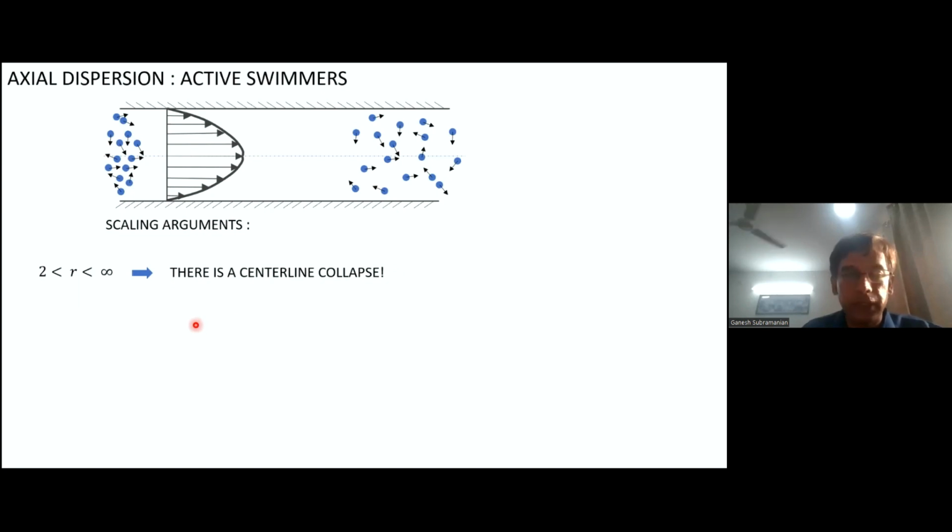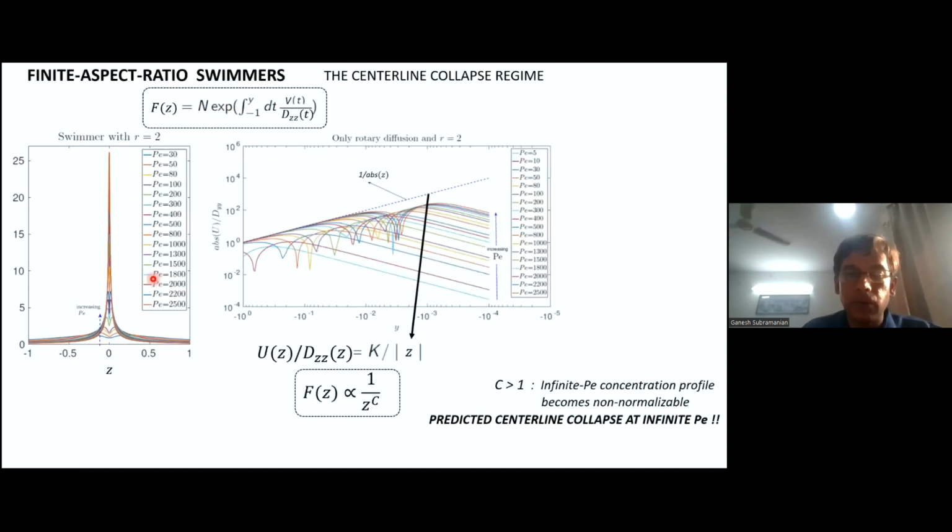Okay, so the drift becomes so large compared to the diffusivity that all of the swimmers end up at the center line. If you notice, this was the expression for the concentration profile. Here in the numerator you have the diffusivity drift, and in the denominator you have the diffusivity. So if you now take the infinite Peclet limit, the drift and the diffusivity both scale in the same manner with Peclet for rod-shaped swimmers.